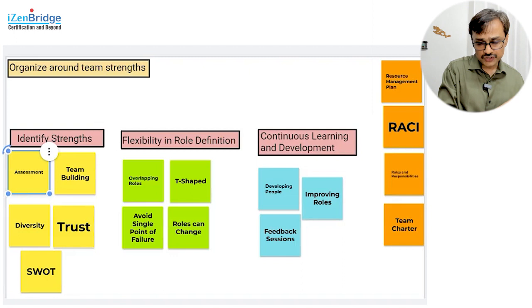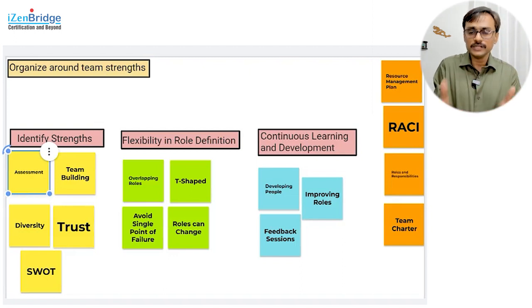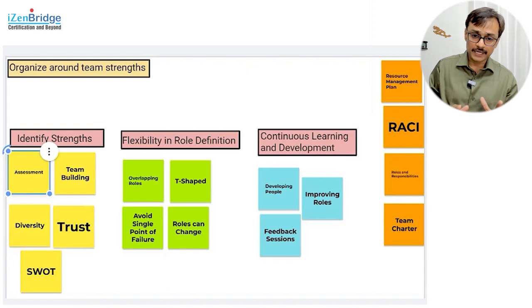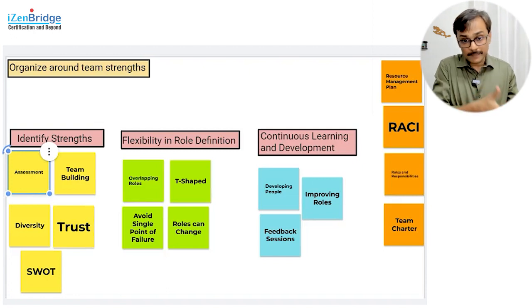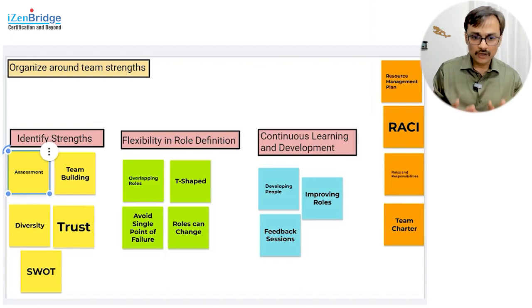So I identify the strengths and we remain flexible in roles and definitions rather than I just prescribe them, saying, okay, you are here and you need to do this. We may have some organizational recommendations related to roles and responsibility in the way we should work, but based on our team strength, we should be flexible. And that's the idea of a project manager. I need to look at my team strength more rather than just following something which is prescribed by my organization. So that's flexibility in role definition.